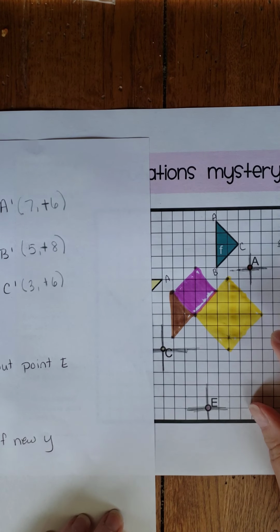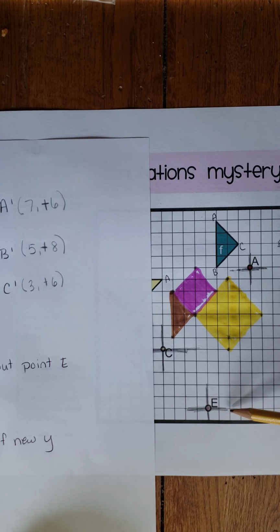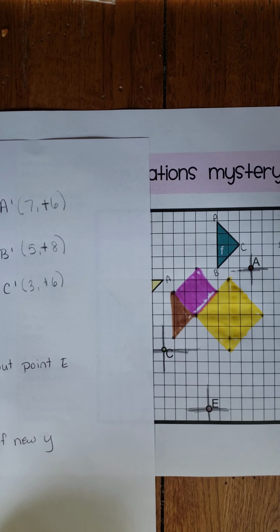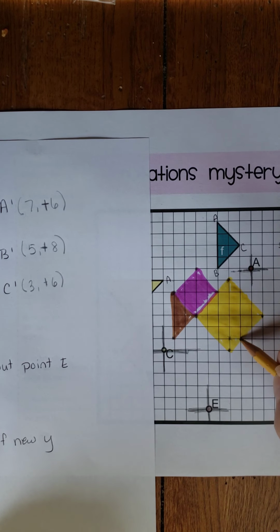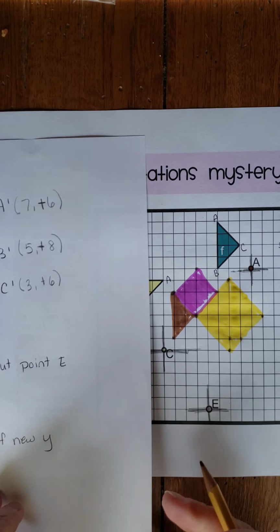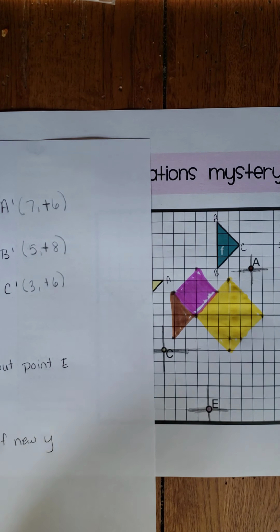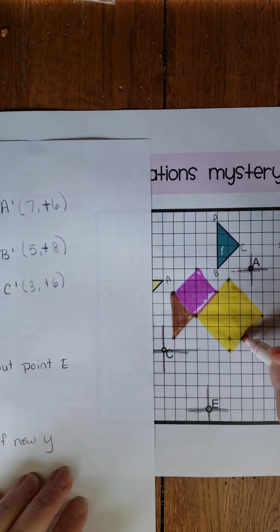So our A prime is going to be 7, 6. Our B prime is going to be 5, 8. And our C prime is 3, 6. So now we can fill in that shape. And that shape was kind of pinkish, so we're gonna make them match.